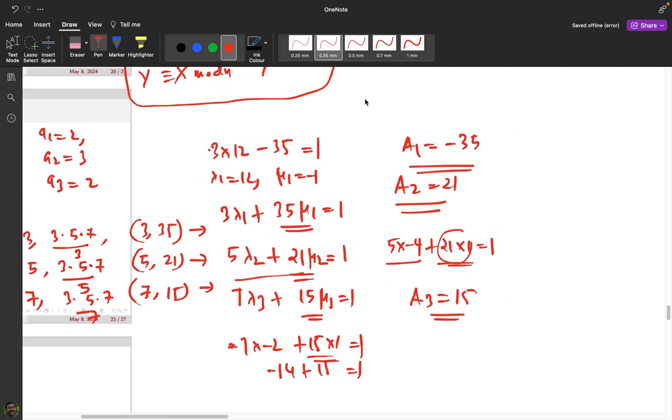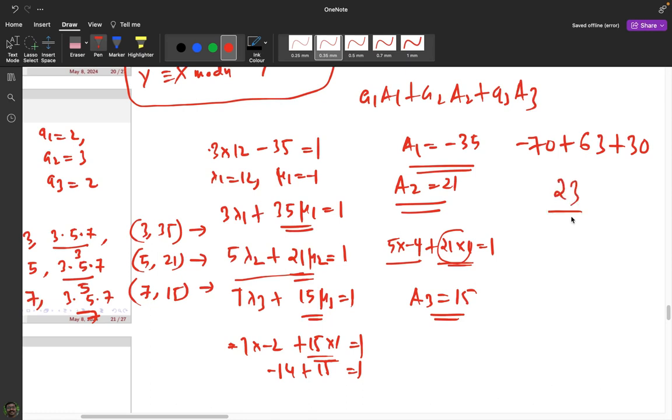My final solution is a1 into A1 plus a2 into A2 plus a3 into A3. So my a1 was 2, so it is 2 into minus 35, so minus 70. Plus a2 is 3, so 3 into 21, that is 63. Plus a3 is 2, so 2 into 15, that is 30. Okay, so just do this: minus 70 plus 63 plus 30. So I am getting my number as 23, which is a solution.